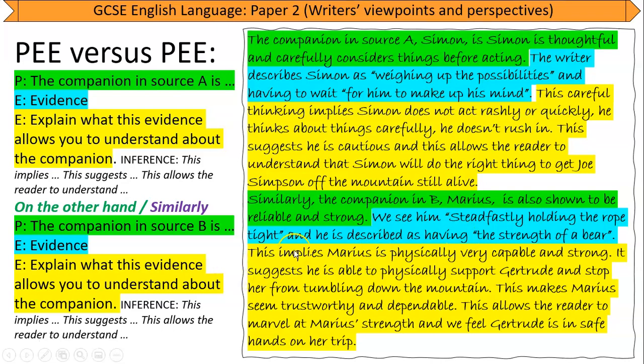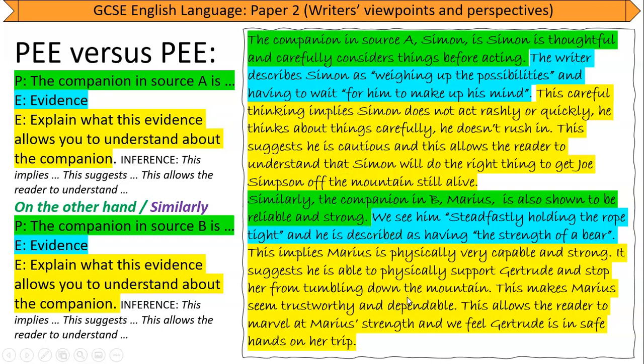Now let me explain what that evidence allows me to understand about the companion. Explain. This implies Marius is physically very capable and strong. It suggests he's able to physically support Gertrude and stop her from tumbling down the mountain. This makes Marius seem trustworthy and dependable. This allows the reader to marvel at Marius's strength, and we feel Gertrude is in safe hands on her trip. So you will notice that my explanation, my inference, is pretty detailed.